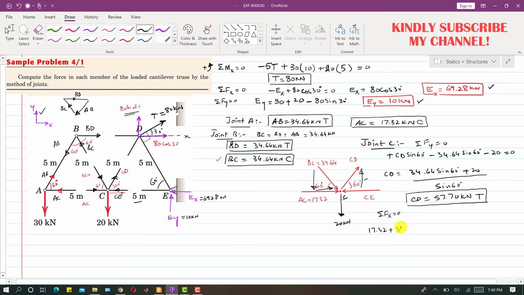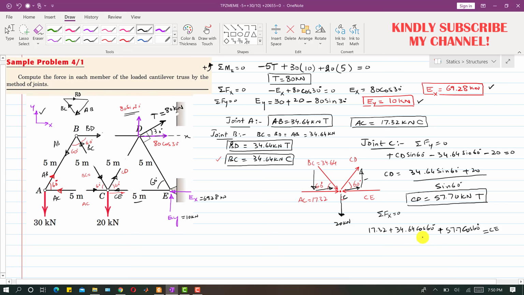So I will write 34.64 cos of 60 degrees, and this CD will have another component in this direction. This is again the cos component, in the positive x, so I will write plus CD, and we know the magnitude of CD, this is 57.7, so I will write 57.7 cos of 60 degrees. As we can see, this CE is in the negative x direction, so we will write minus CE, and this will be equal to 0. If we bring this CE to the other side of the equation, it becomes plus. So CE will be equal to the summation of these three forces.